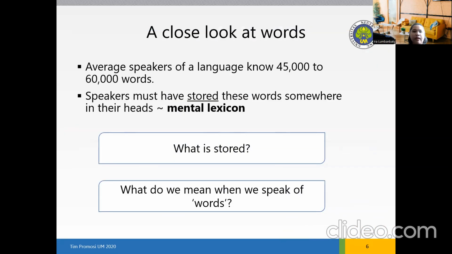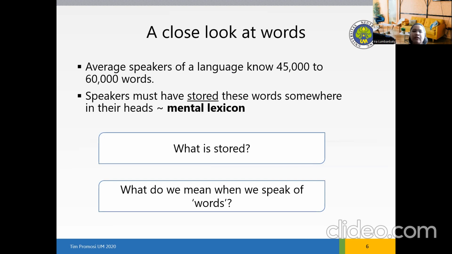Okay, so now let's see this. Average speakers of a language know 45 to 60 thousand words. Speakers must have stored these words somewhere in their head, so it's also called the mental lexicon. And what is stored? So let us see what the mental lexicon is.